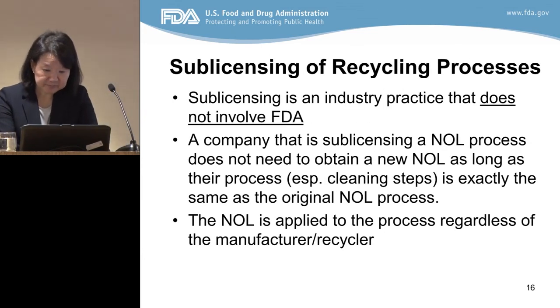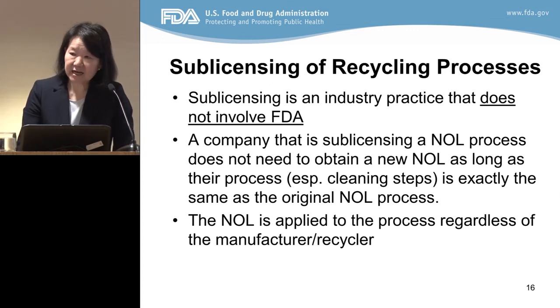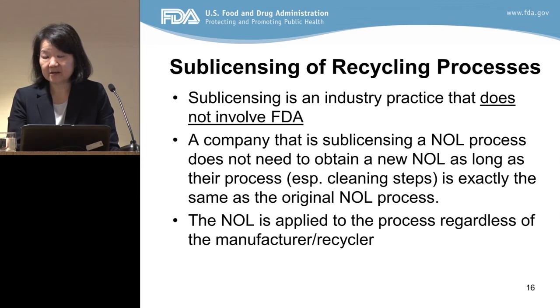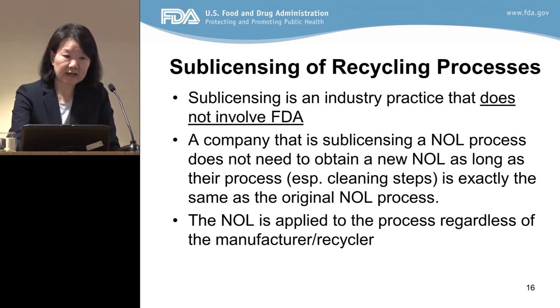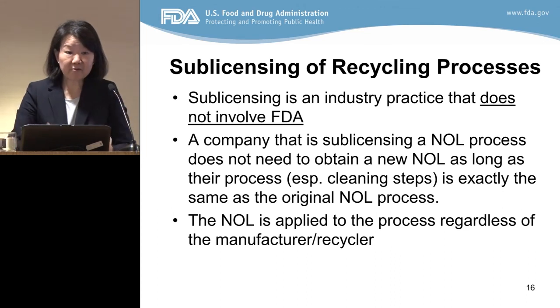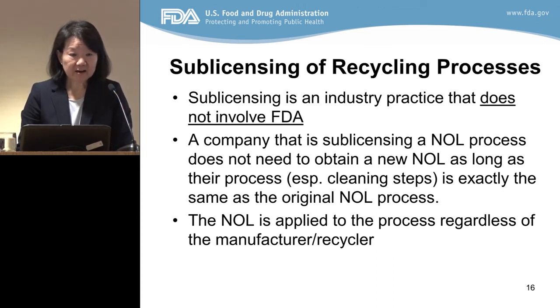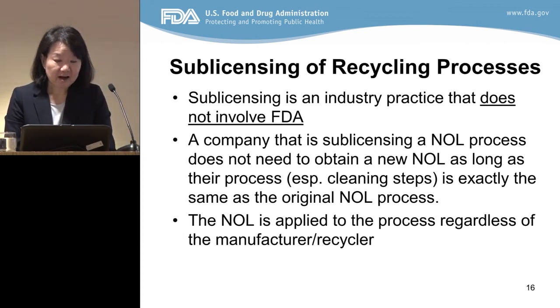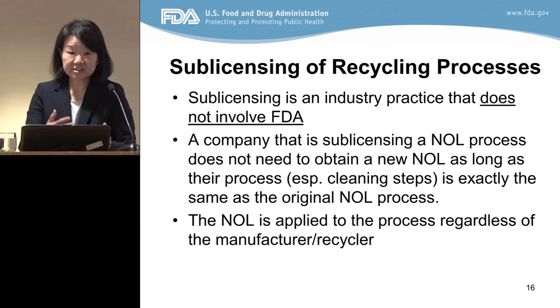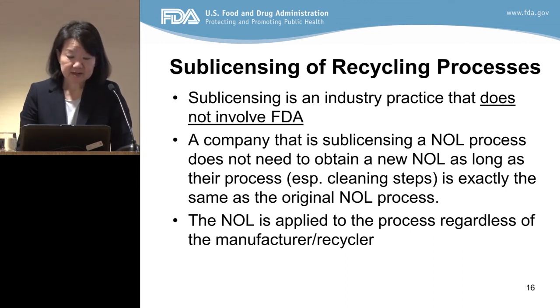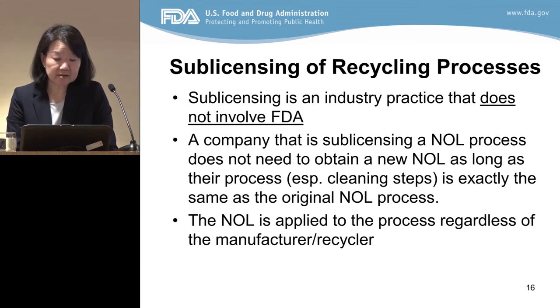In terms of sub-licensing, in the past decade, we have seen a lot of companies, like third parties, sub-license the process for which we issued the non-objection letter, and they come forward to us and ask for another non-objection letter to be listed for that company name. And we say no. You don't need that. As long as the process that is sub-licensed from the original company is exactly identical to what they are going to use, the non-objection letter is applicable to the process regardless of the manufacturer or recycler.